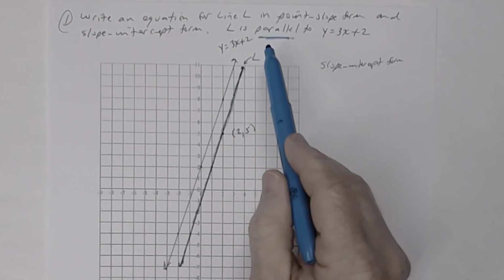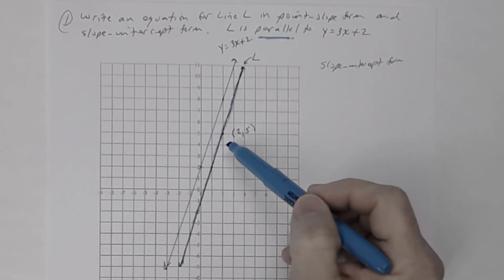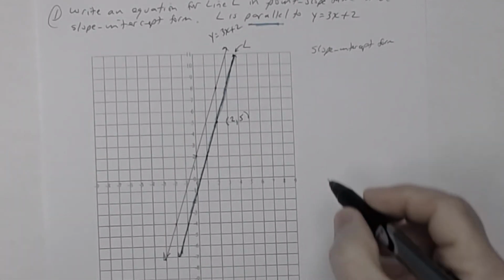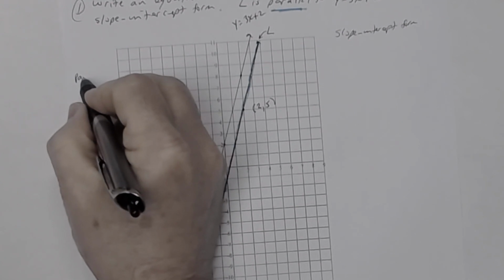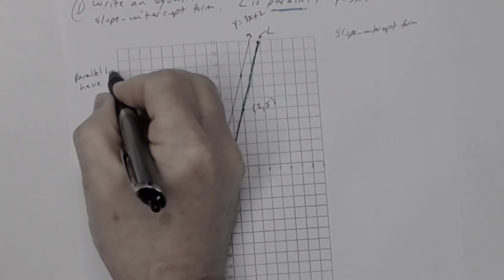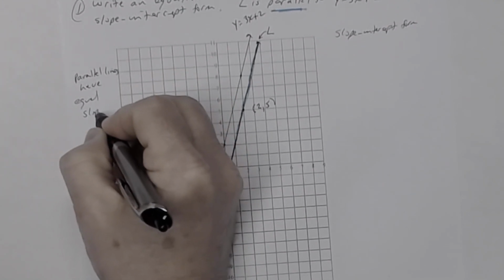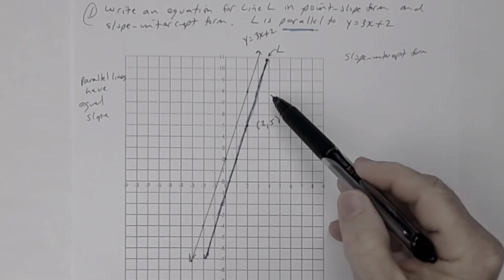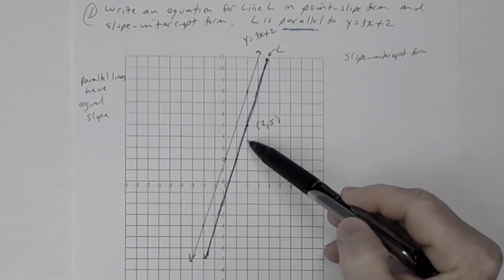In particular, you need to remember that parallel lines have the same slope. I'll go ahead and write that right here: parallel lines have equal slopes. The fact that those two lines are parallel implies that you can easily find the slope of this line right here.